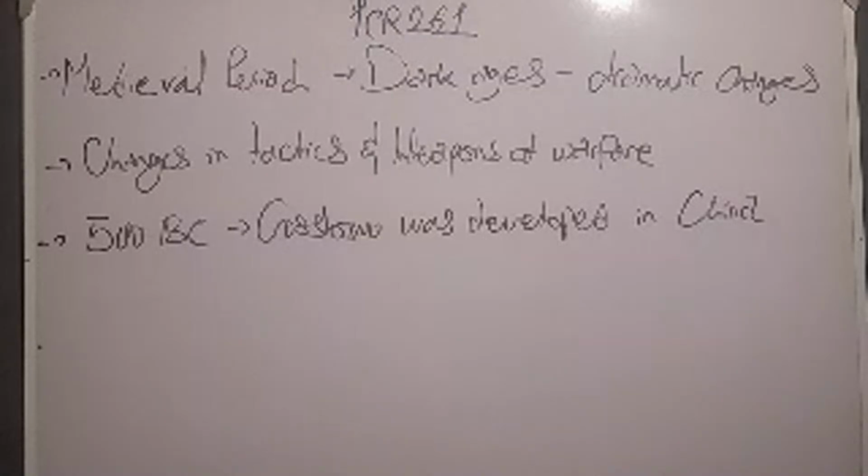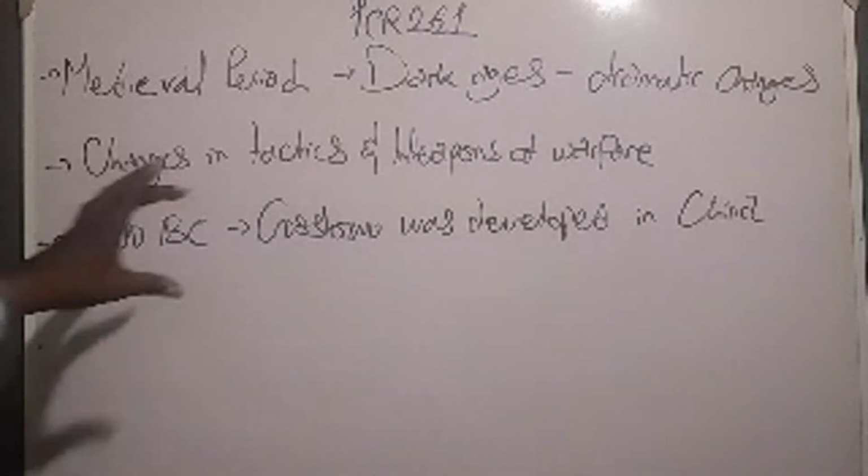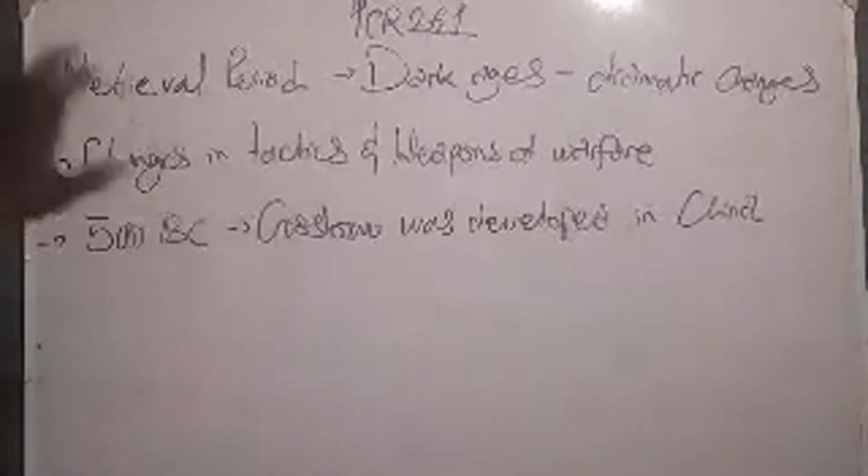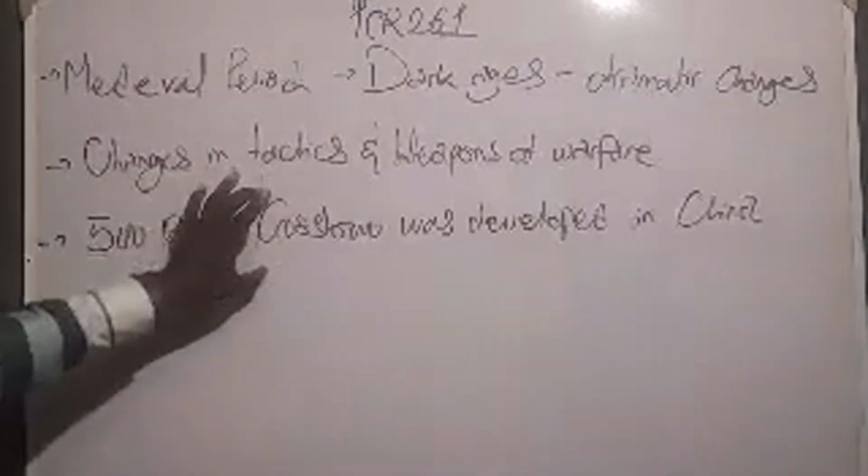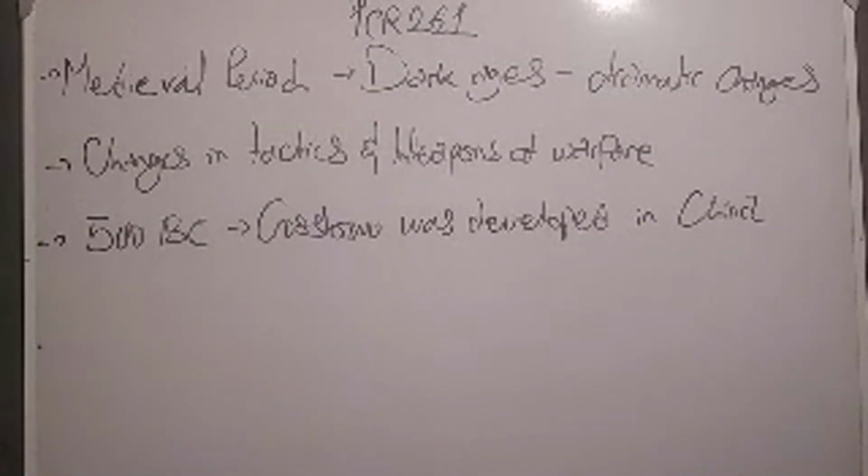Now, we said arrows, then slings and maces. When we say arrows, they are not the same thing as crossbows. Please note that. Crossbows are way different, way advanced, and way effective compared to those arrows during the prehistoric era. Please note all these changes. Please note all these points.